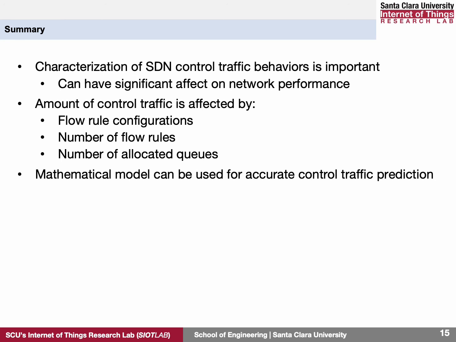In summary, it is very important to characterize SDN control traffic behaviors because control traffic can significantly affect network performance. For example, control traffic can potentially consume a significant portion of available bandwidth if the switches in the network are carelessly configured. We also demonstrated that the amount of control traffic is directly affected by the types of flow rule configurations, the number of configured flow rules on each switch, and the number of allocated queues. We then use these observations to generate a model of control traffic throughput that can be used to accurately predict the magnitude of control traffic in any network scenario.